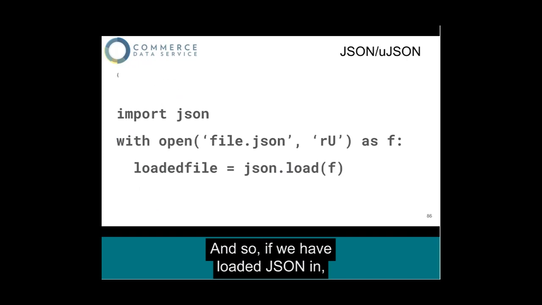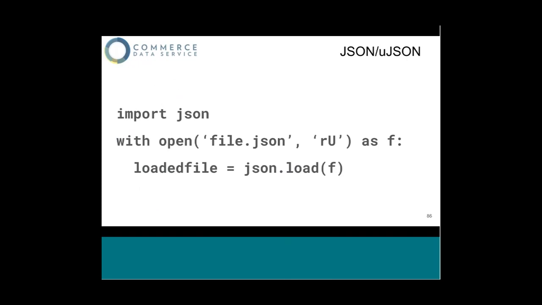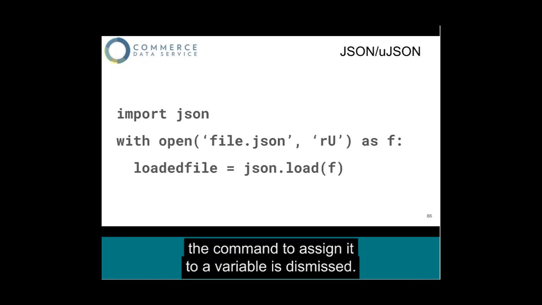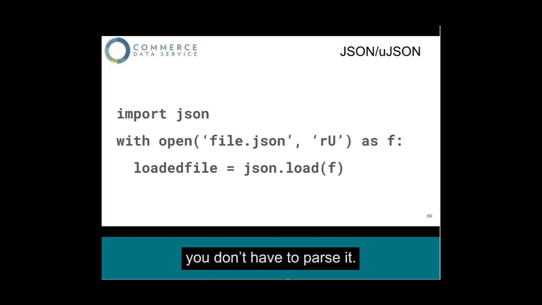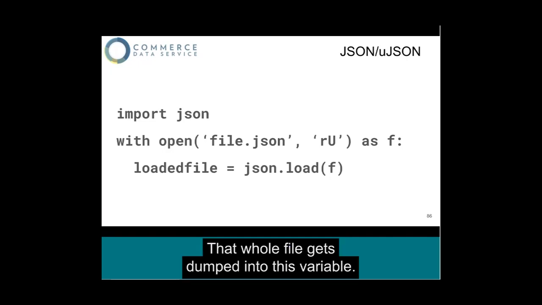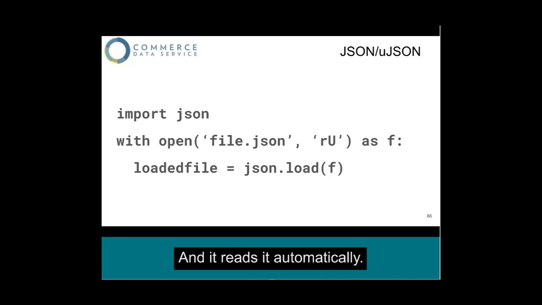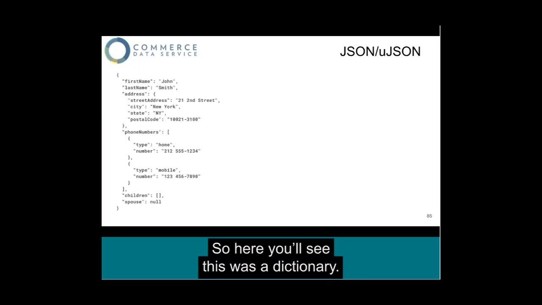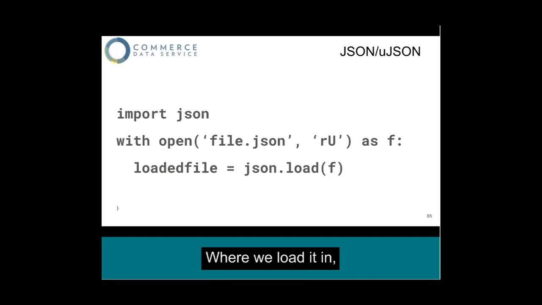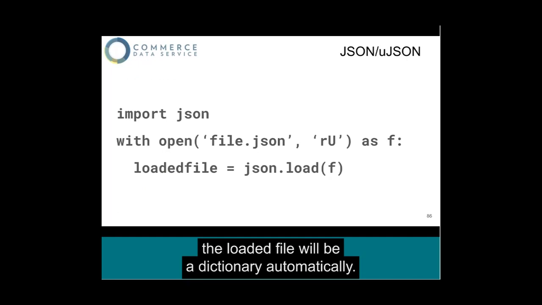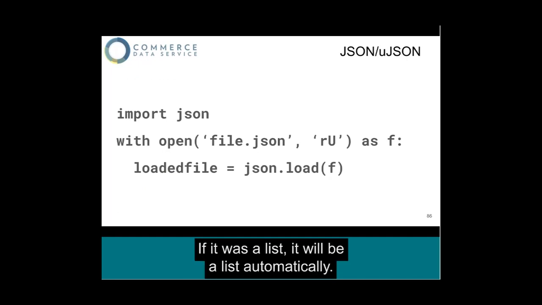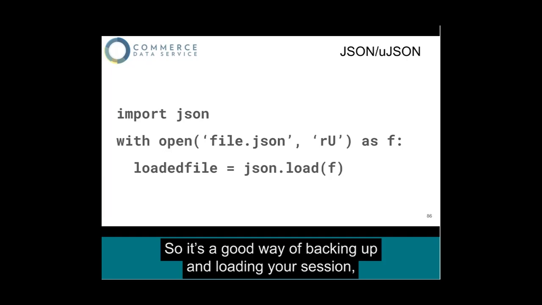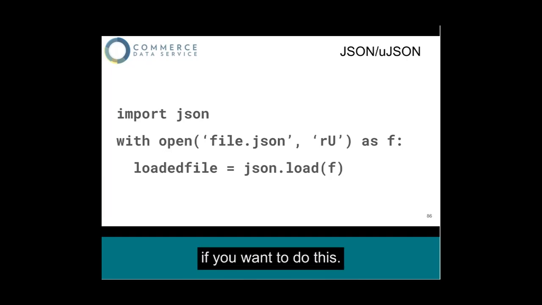And so if we have loaded JSON in, and we opened that file and read it, the command to assign it to a variable is just this. You don't have to read every single line. You don't have to parse it. That whole file gets dumped into this variable, and it reads it automatically. So here you'll see this was a dictionary. When we load it in, the loaded file will be a dictionary automatically. If it was a list, it will be a list automatically. So it's a good way of backing up and loading your session if you want to do this.